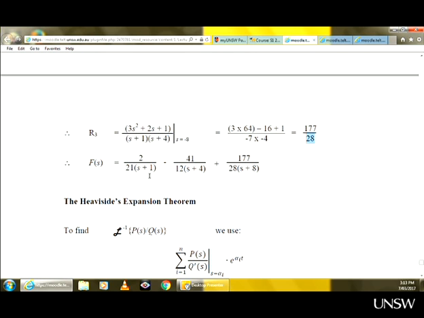Finding the inverse Laplace transform should be easy. Just use tables. You have 3 exponential terms here.